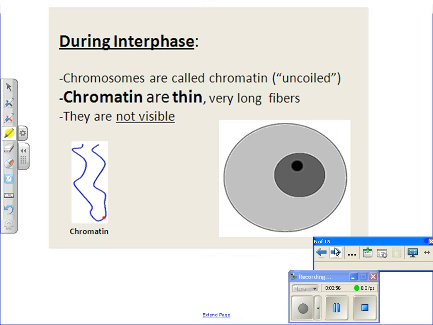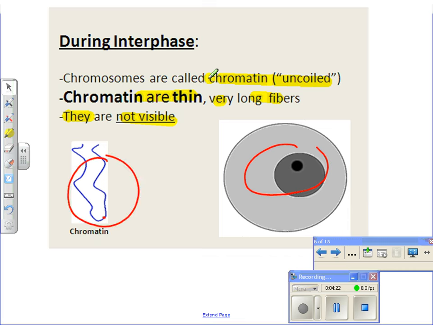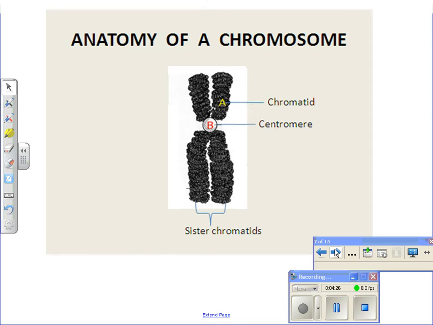So during interphase, okay, our general setup here, our little foundation: chromosomes are called chromatin. This is uncoiled. This does not resemble a normal chromosome as we would see it. Chromatin is thin, very long fibers, and they are not visible during this phase. So if we look over here, we do not see any chromosomes yet. They are spread out within the nucleus in thread-like fibers, as we can see over here. So a little bit different. We're again at the foundation, just to start.